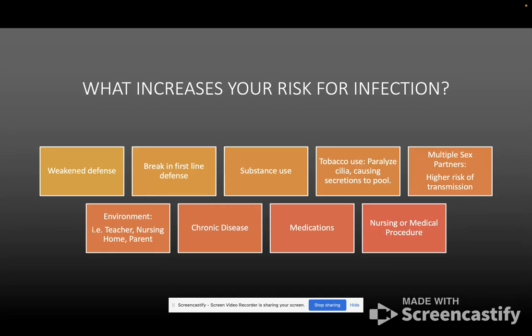The environment: if you work as a teacher, in a nursing home, or you're a parent around sick kids, that's going to increase your risk for infection as well. Chronic diseases and certain medications, like cancer patients that are on chemotherapy, are going to have increased risk of infection. And then nursing or medical procedures, like we talked about, IV sites, catheters, any kind of invasive device.